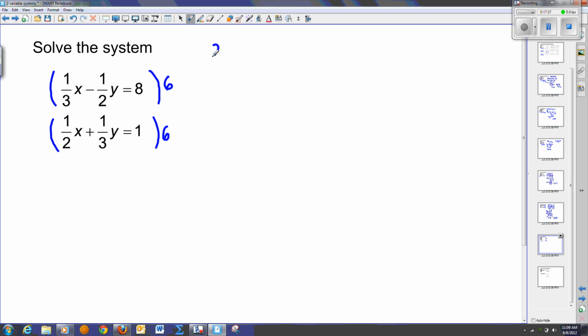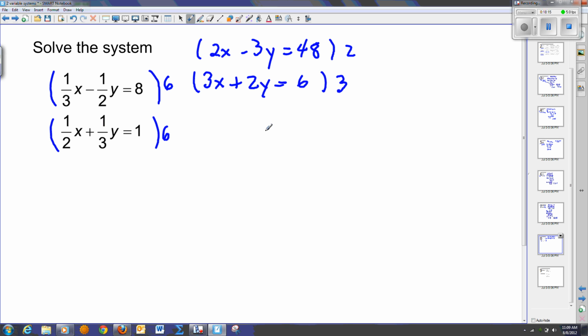So this gets me to 2x minus 3y equals 48. And my second equation will get me to 3x plus 2y is equal to 6. So now what I want to do is create opposites. And I look right away and I see, well, hey, if I multiply my top equation by 2 and my bottom equation by 3, my y's will become opposite.